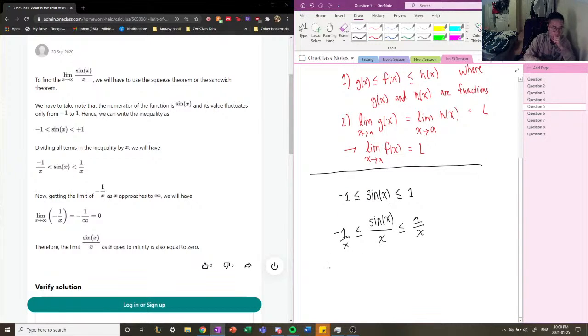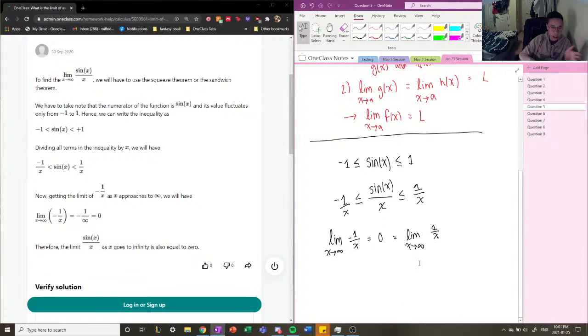Okay? Now, we're going to calculate the limit as x approaches infinity of these two outside functions. So we calculate the limit as x approaches infinity of -1 over x. We get that equals 0, right? Does that equal the other outside function, the limit as x approaches infinity of 1 over x? Yes, it does, right? So if I plug in infinity here, anything divided by infinity is equal to 0, regardless of whether it's negative or positive. Okay? And because of that, therefore, the limit as x approaches infinity of sine x over x is also equal to 0.